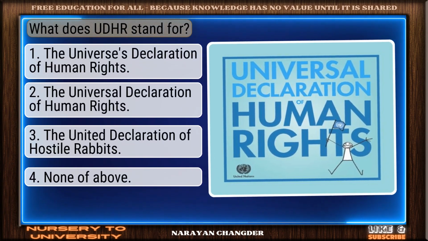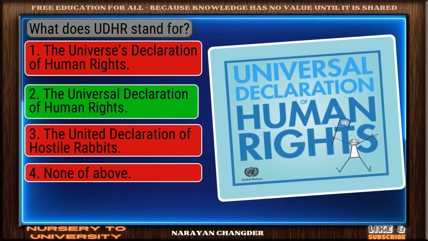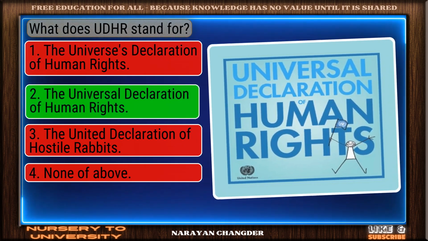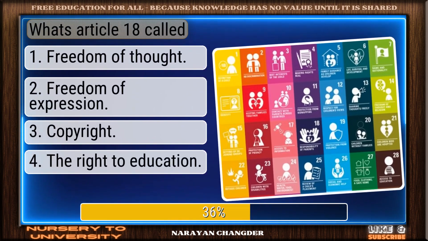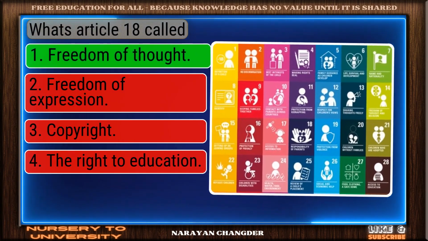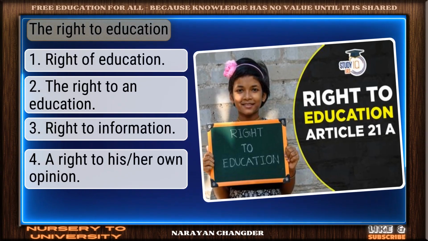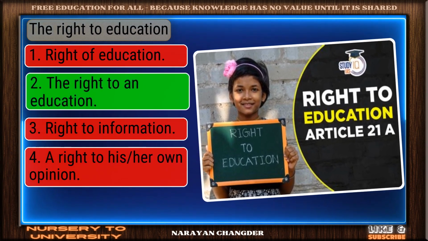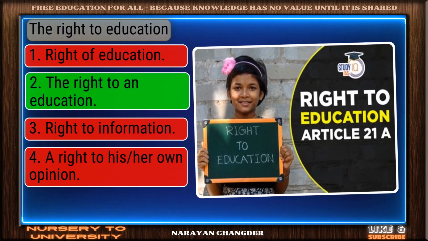What does UDHR stand for? Well picked. The Universal Declaration of Human Rights is the correct answer. What's Article 18 called? Perfect. Freedom of thought is the correct choice. The right to education. Great job. The right to an education is the accurate answer.